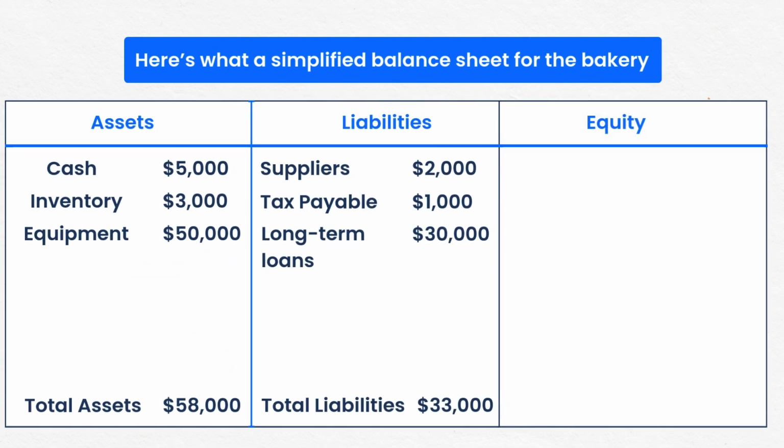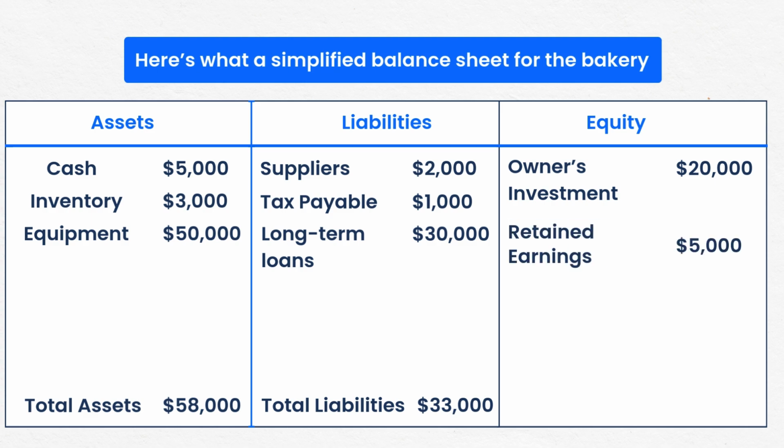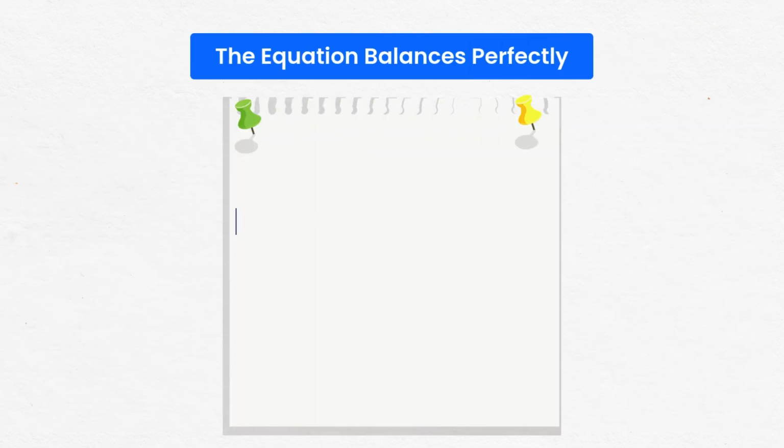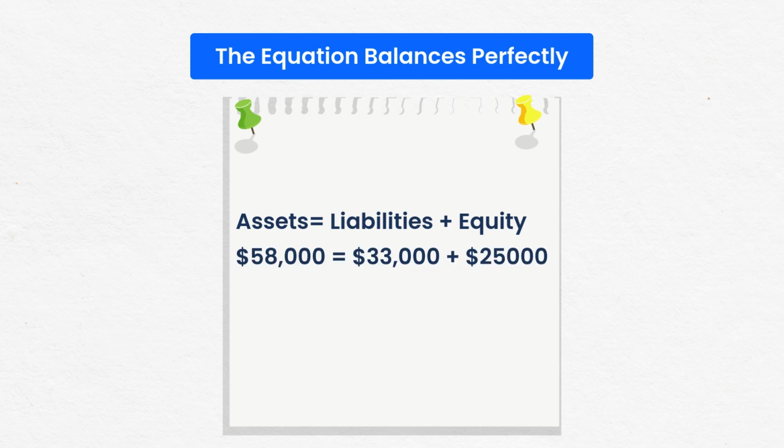Finally, under equity, we see $20,000 in owner's investment and $5,000 in retained earnings, totaling $25,000. The equation balances perfectly. Assets equals liabilities plus equity, or $58,000 equals $33,000 plus $25,000, and there you have it. A balance sheet in action.